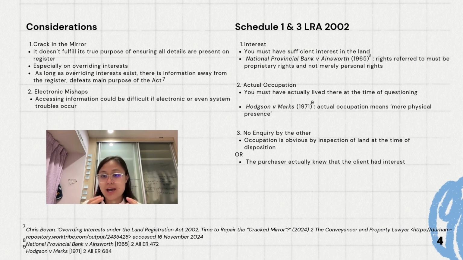The second is actual occupation. You must have actually lived there at the time of questioning. You must have actually been staying there up to the point where it is assessed and the purchaser finds that you are still staying there. I quote Williams & Glyn's Bank v Boland and Hodgson v Marks: actual occupation means mere physical presence. And thirdly, no inquiry by the other. That means that occupation should be obvious by inspection at the time of the disposition, or the purchaser actually knew that the client had an interest in the first place.